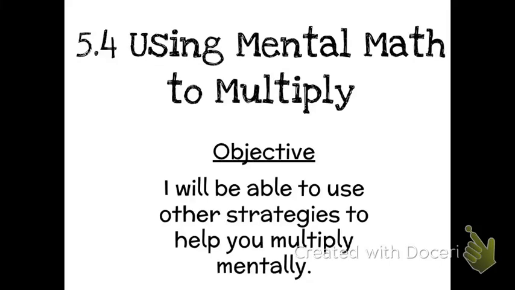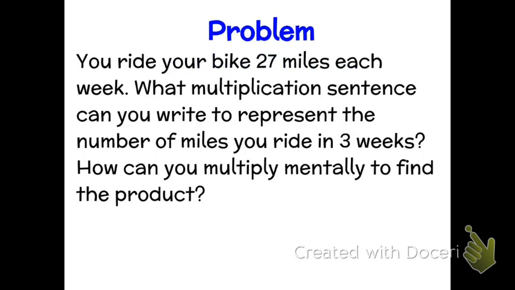Today's lesson is 5.4, using mental math to multiply. The objective for today is that you will be able to use other strategies to help you multiply mentally. In our previous lesson, we talked about using the breaking apart method to multiply our numbers. Today, we're going to be talking about compensation. Compensation we have used before with addition. Today, it's going to be a little different because we will be compensating within multiplication.